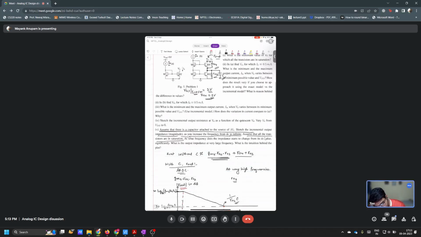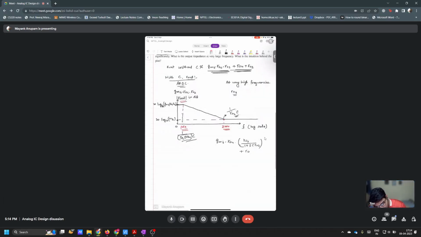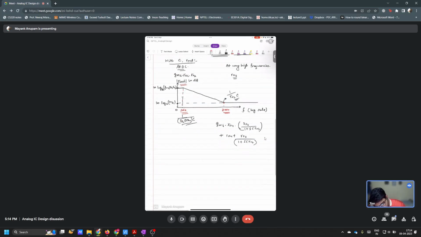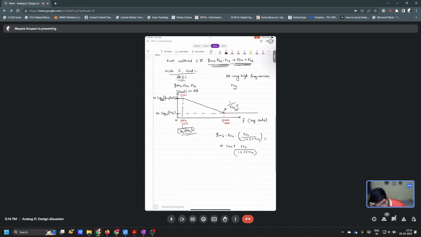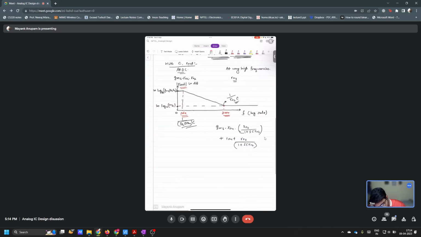Is this right? Yes, sir. Correct. So the whole expression here will be RO4 plus RO2 divided by 1 plus SCRO2. You can clearly see that RO. So the pole location is actually wrong here. Looks like this is R out.